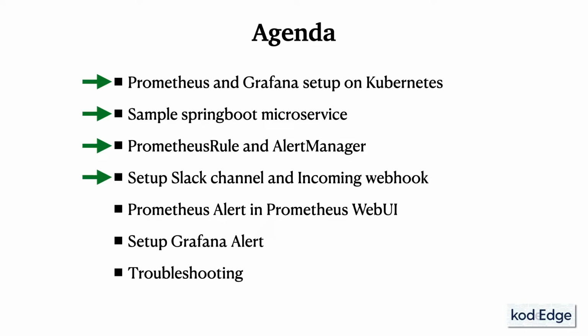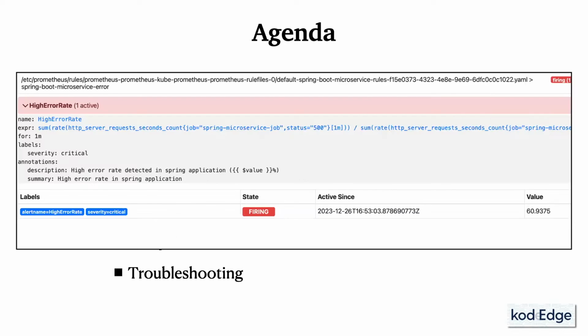And to get the notification, we will set up a Slack channel and we will use its webhook URL in the alert manager configuration. Then we will monitor alerts in the Prometheus WebUI, and this is how the alerts look in the Prometheus WebUI.